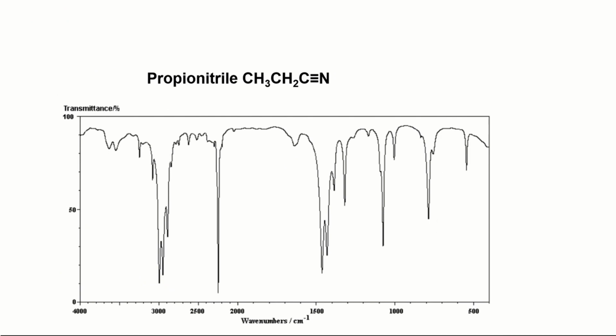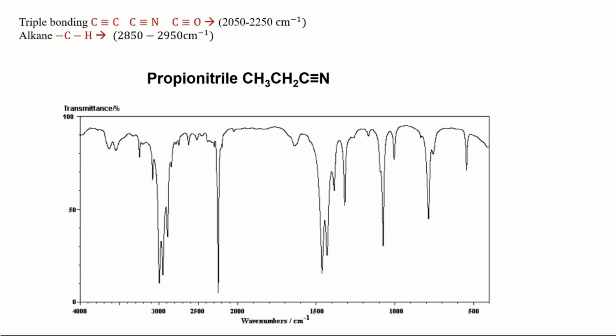Another example over here, as we see in the molecular formula, we also have the triple bond between carbon and nitrogen. So we're going to find the triple bond as well. Here I have all the info. The triple bonds for carbon carbon, carbon nitrogen, and carbon oxygen are all in the same range, between 2050 to 2250 per centimeter. So it's easier for us to determine which peak is which functional group when we have a triple bond. And for the alkane, we have the bond between 2850 to 2950 per centimeter.